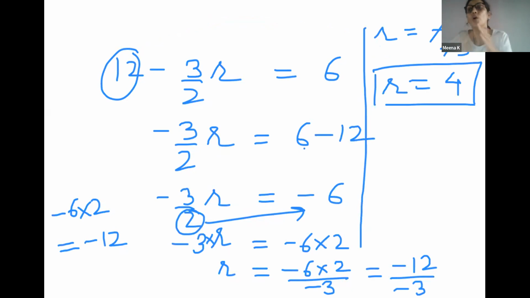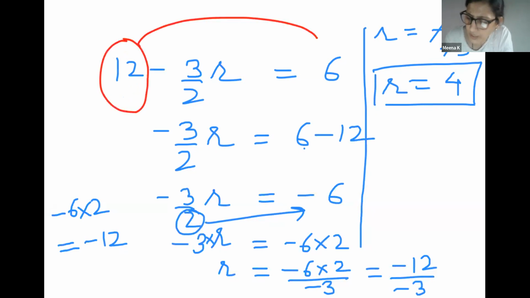What did we do? We simply followed gradually, slowly the rules of transposing. Is it clear to everyone? I'll repeat once again. What was our equation? 12 minus 3 by 2 R is equal to 6, right? So what did we do first? We removed this 12 from here. We took it to the other side.